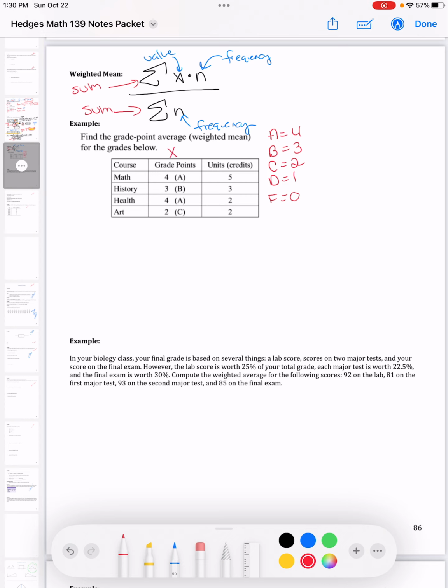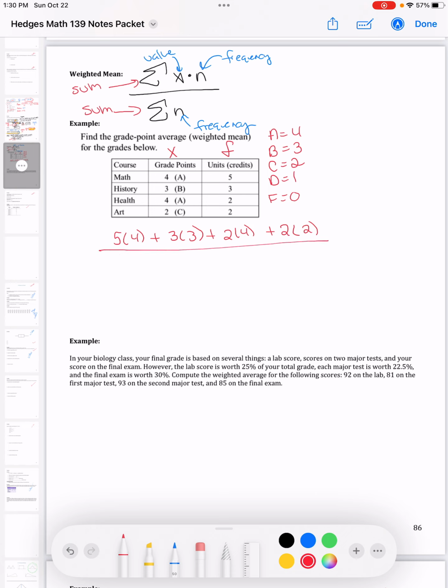So this is our X value, and our frequency, or how many units or credits we have an A for. So our math class is worth 5, not ours personally, but in this example, the math class is worth 5 credits. So my mean would be 5 times 4, and then history class, that's worth 3. Health class only had a weight of 2. Oops, I put an A there. That's supposed to be a 4. Art class had 2 units, and that was a C.